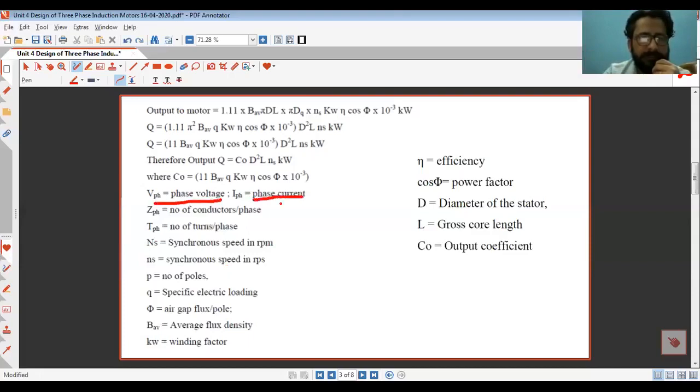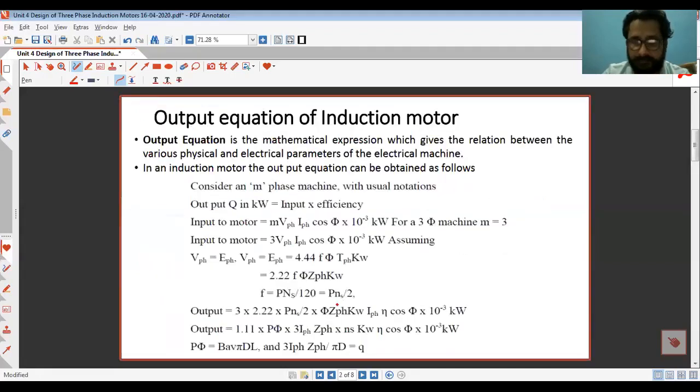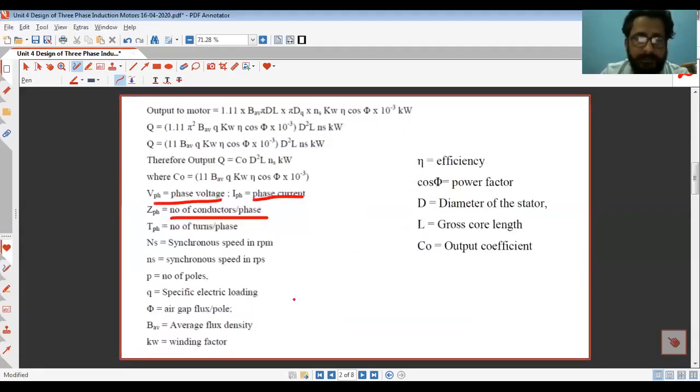So VPH, IPH, all these notations which are used are given here. ZPH here is the number of conductors per phase. It is not impedance here, right? So number of turns per phase TPH, NS, small p the number of poles, specific electric loading, phi, BAV, all are given here, right?